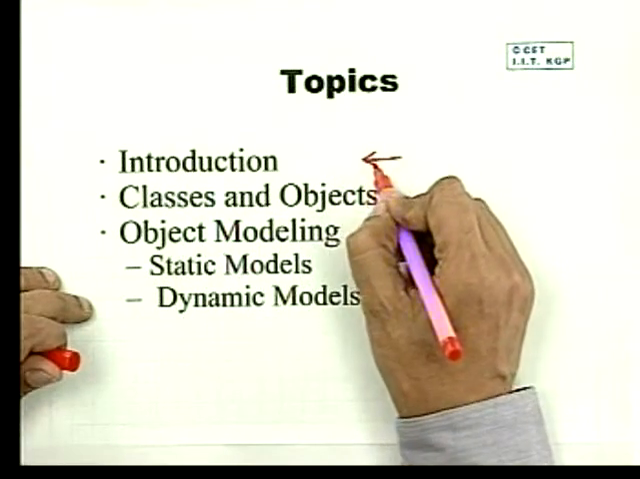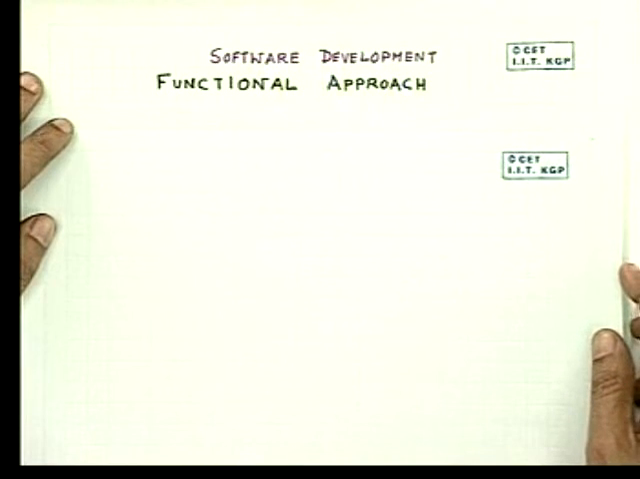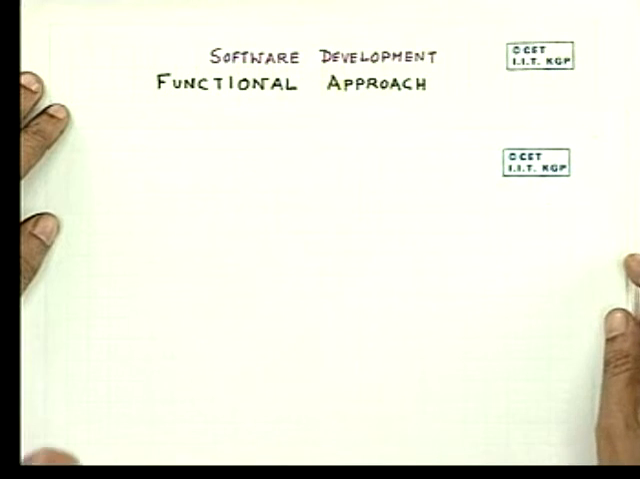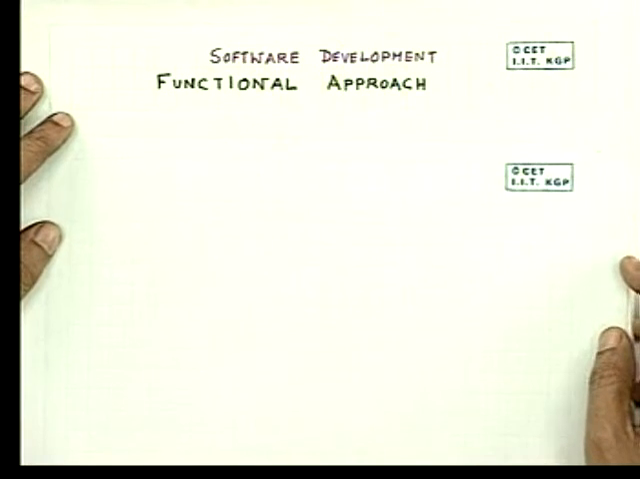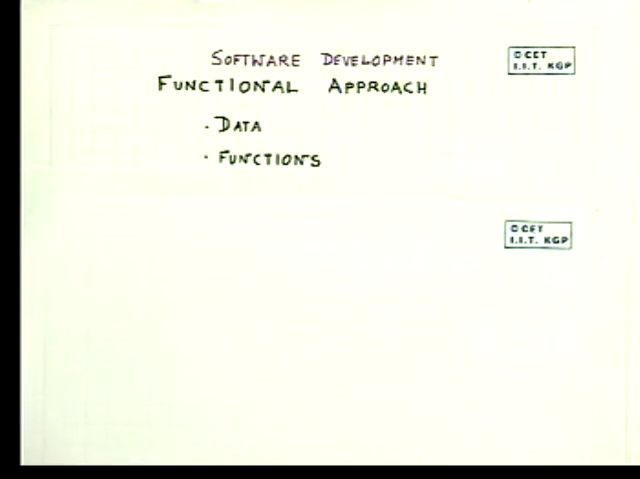To begin with, therefore, I'll concentrate today on the introduction part. To do that, let's start with the very basic idea of how we normally do software development today, and what the different techniques are. One of the most commonly used techniques today, aside from the object-oriented one, is called the functional approach, or sometimes the process-oriented approach. If you look at the process-oriented or functional approach, what happens? We have data and a set of functions which operate on the data.